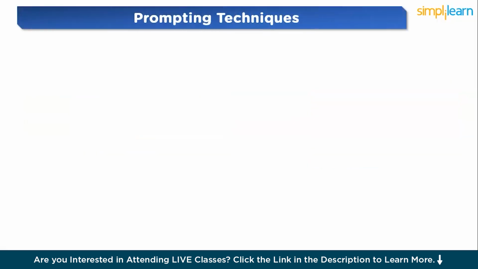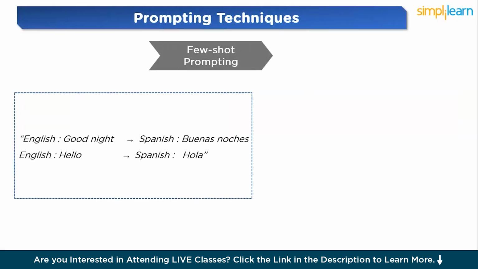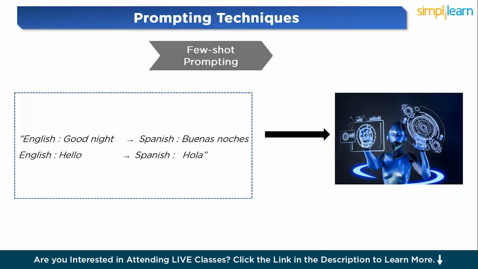Now, let me tell you one more prompting technique, which is called few-shot prompting. Here you have to provide 1 to 3 examples to set the format or tone. For example, English "hello" to Spanish "hola," then "good night" to "buenas noches." Basically you say hello and then in Spanish you add hola. So this helps guide the model and also it improves the consistency.